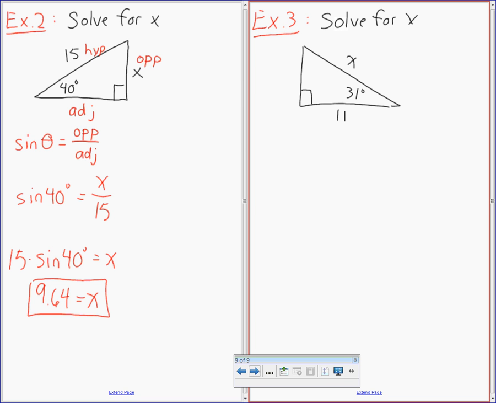Please hit pause, Mr. Tozer, and give the class a minute or two to try this one out to make sure they can do it. For those people that are rudely not doing this, take your calculators out and do it.